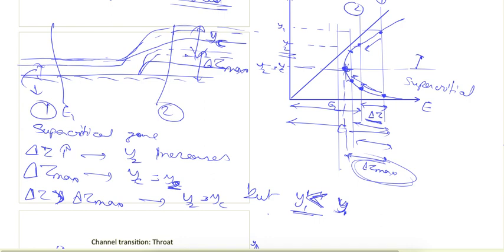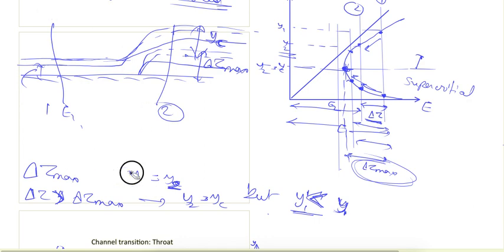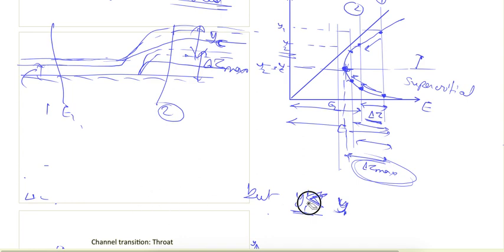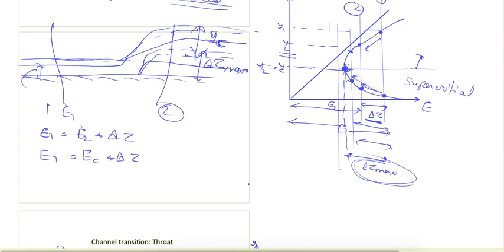And so if we want to find out the maximum height of hump, how can we find out that? From the basic equation, as we saw, E1 is equal to E2 plus delta Z. So for the maximum condition, this E2 will reach EC. So E1 is equal to EC plus delta Z, and EC, as we saw earlier, for rectangular channel, is equal to 3 by 2 YC. And if you put it here, delta Z max is equal to E1 minus 3 by 2 YC.